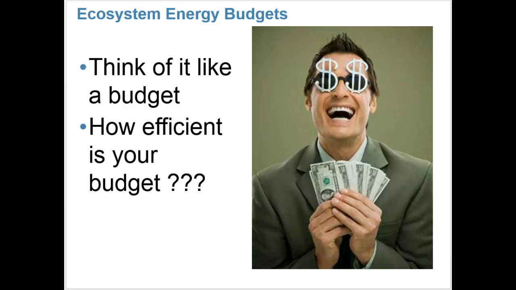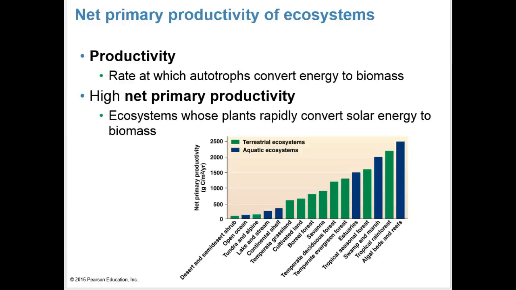Think of it like a budget. How efficient is your budget? Not all ecosystems or biomes are as efficient as one another. Tropical rainforests and reefs and algal beds are some of the most efficient ecosystems or biomes on Earth, meaning their autotrophs are doing a lot of photosynthesis to support a lot of biomass and therefore support a lot of heterotrophs. Swamps are also good.